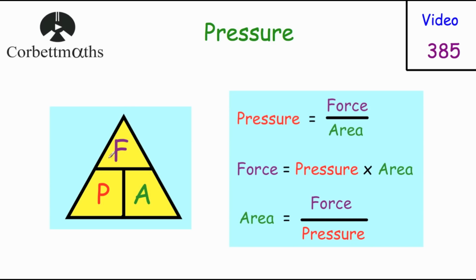Alternatively, if you like using the formula triangle, it's pressure, force and area. Force goes at the top and you cover up what you're looking for. If you want to find the pressure, you'd cover up pressure and do force divided by area. If you wanted to find the force, you'd cover up the force and do pressure times area. And if you wanted to find the area, you'd cover it up and do force divided by pressure. These are from the Corbettmaths revision card, so if you've got that card, it would be quite useful.